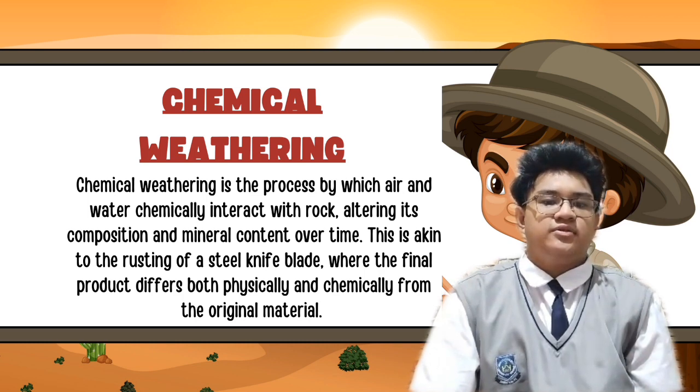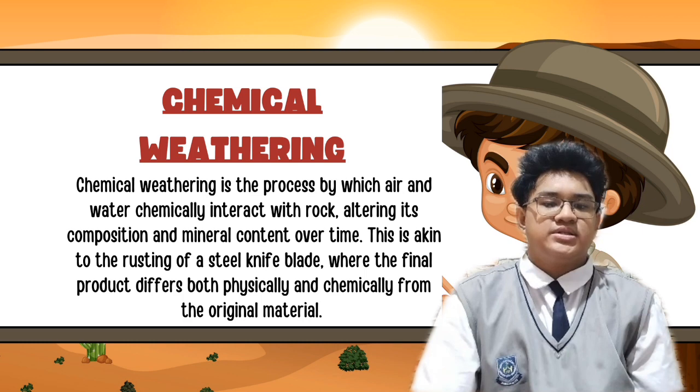This is akin to the rusting of a steel knife blade, where the final product differs both physically and chemically from the original material. Key processes involved in chemical weathering include dissolution, hydrolysis, and oxidation. Water, along with acids, bases, and oxygen in the atmosphere or water sources, facilitate these processes, gradually decomposing rocks over geologic timescales.